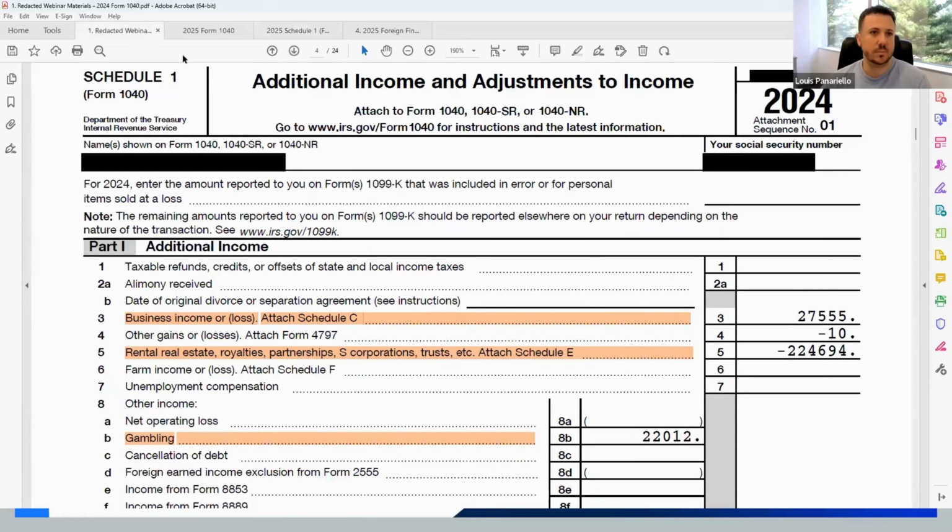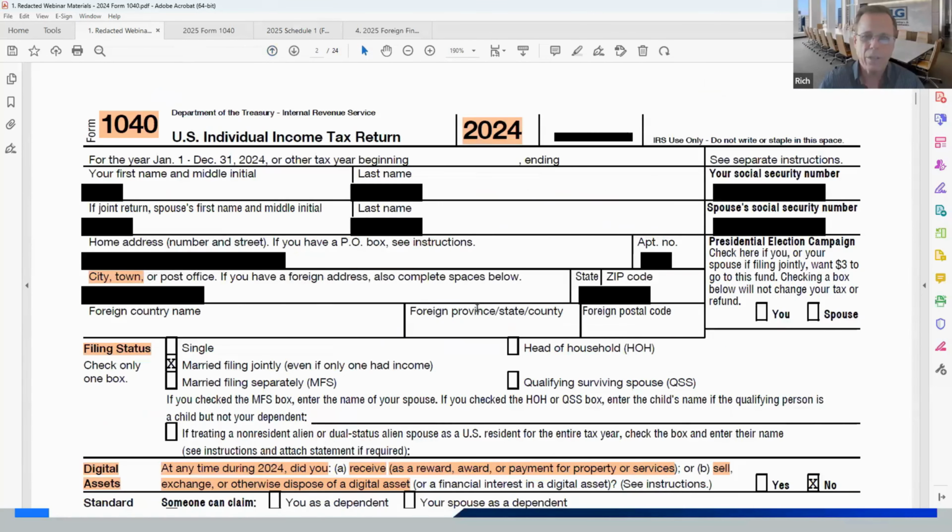Okay, we'll go back here. Yeah, the figure of the face of the return, right?